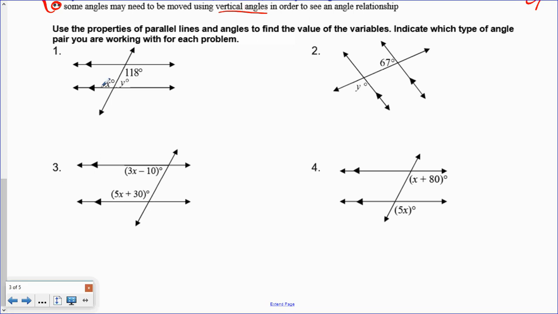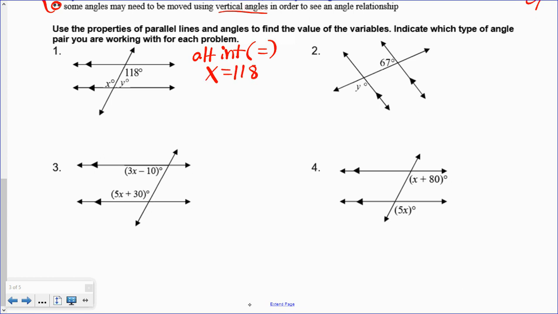What's the relationship between x and the 118? Alternate interior angles. Good. They're alternate interior. What do you know about alternate interior angles? All right, so what's the measure of x? 118. Very good.